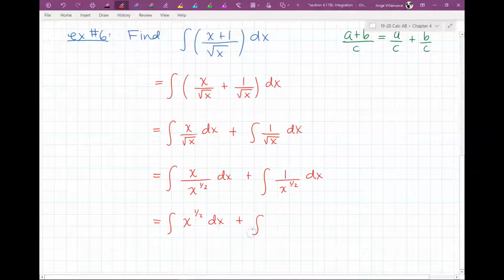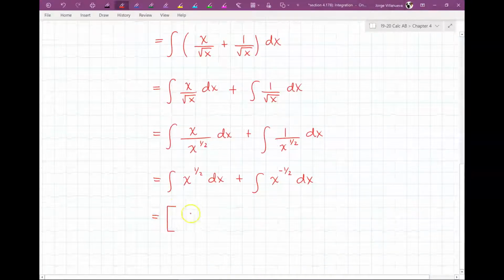Now the other one, I can't simplify it by dividing it out, but I could get that x and move it up and write it as x to the negative half dx. And now I just have a power rule for both of them. So I just have to add 1 to the power, divide by the new power, right? So here we go.